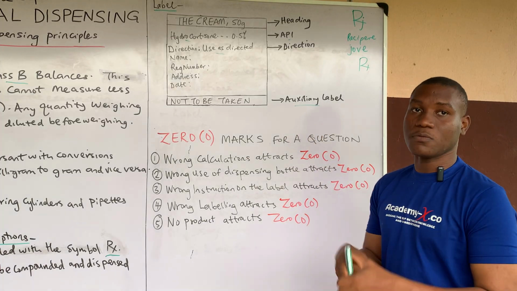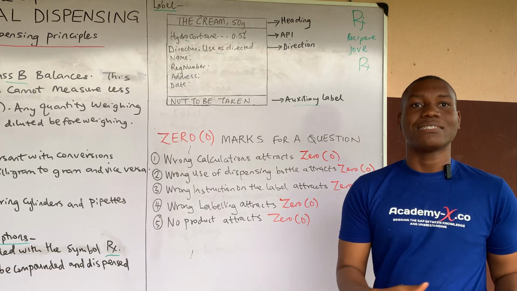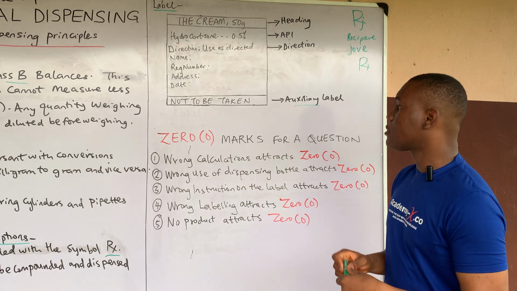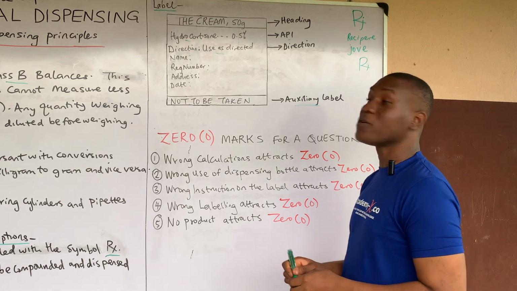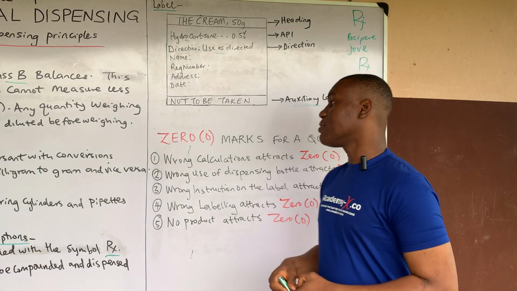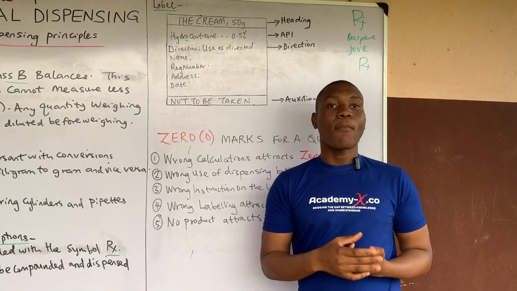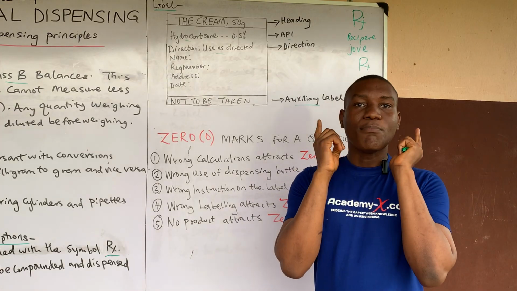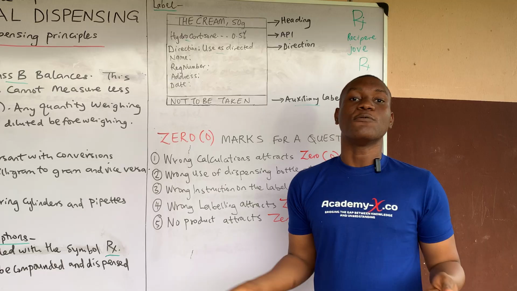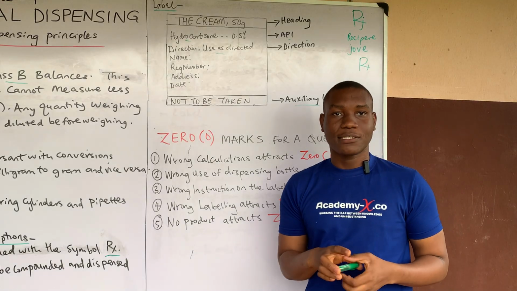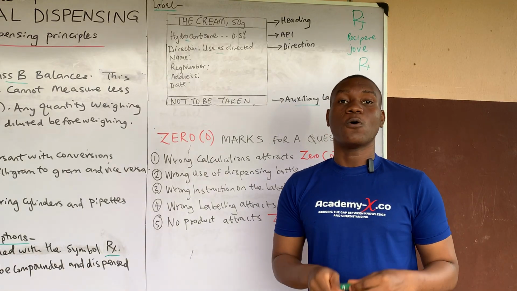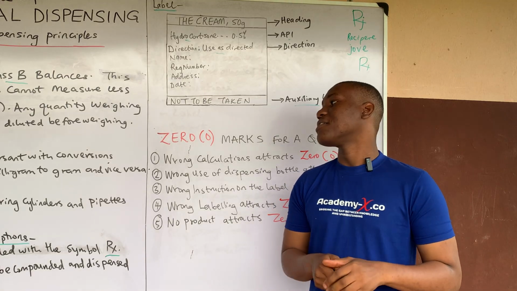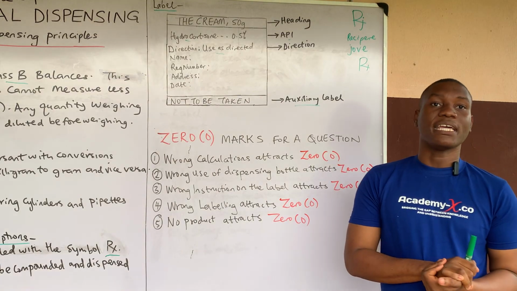As we go on, I am going to be giving you the correct and right auxiliary labels to be using for our labels. So let us look at the 0 marks for a question. Please take note, because I wrote them in red. This 0 marks for a question means that if you make this single mistake, the whole question would be cancelled and you score 0 in the whole question, regardless of whether you did well in other parts of the question.